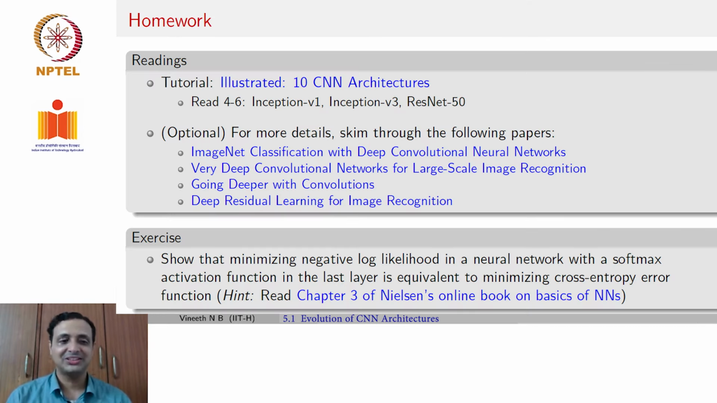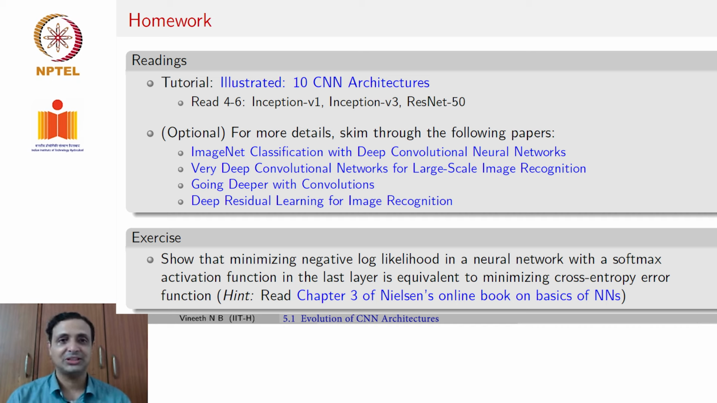So the homework for this lecture is to go through this illustration of 10 CNN architectures, which is very well done, which would perhaps help you understand these architectures better. If you're further interested, you can go through these respective papers, which are for ImageNet, residual connections, ResNets, VGG, so on, which could probably help you understand some of the decisions which were made in the design of these architectures.